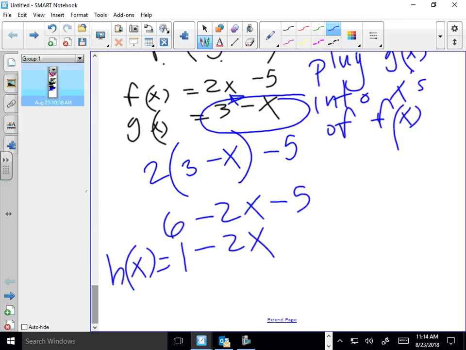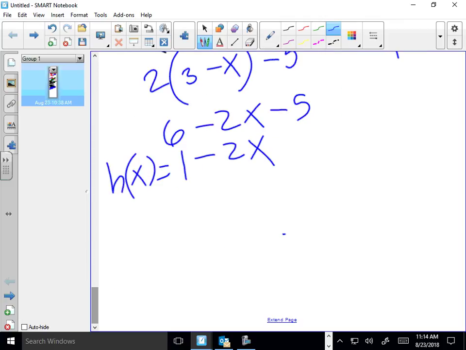Okay, will you do g of f of x and show me that baby h of x? G of f of x, and yes, I want to use the same f and g. I'll write them over here if you don't have them handy. Remember, we said f of x was 2x minus 5, and we said that g of x was 3 minus x. And please write your answer on a whiteboard.